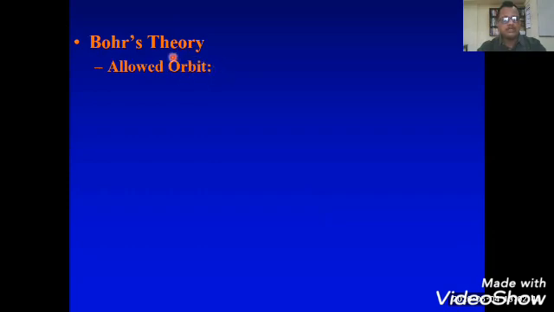Bohr used the word orbit. Just a recap of Rutherford's nuclear model: Rutherford postulated that an atom comprises a nucleus and electrons revolve around the nucleus, and there was no restriction regarding the path of the electrons. That means electrons can revolve around the nucleus in any path. But Bohr put a restriction upon this theory.